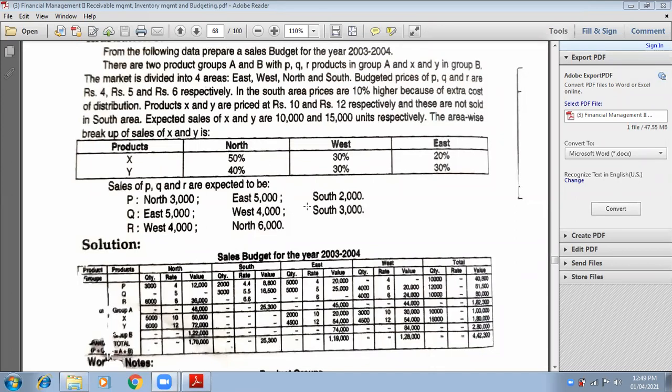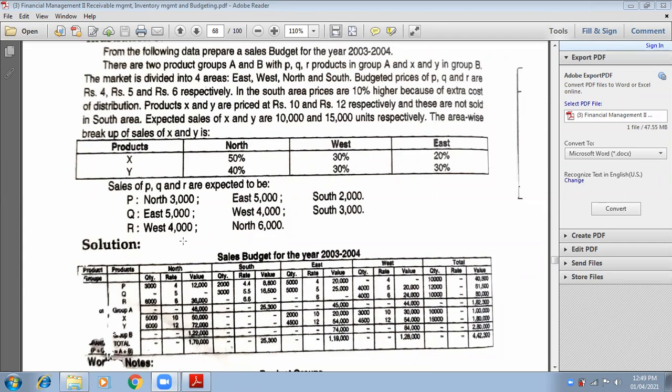Okay. So done. East, west, south is done. That means north is not there. So you need to just put nil, nil, nil. All nil. Now come to R. R is sold only in 2 areas, west and north. South is not there. So no point to increase the 10 percentage.